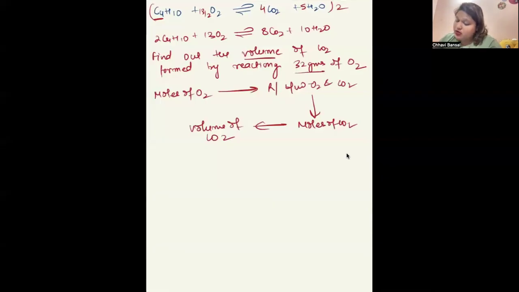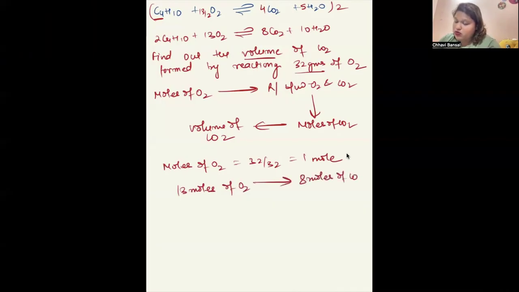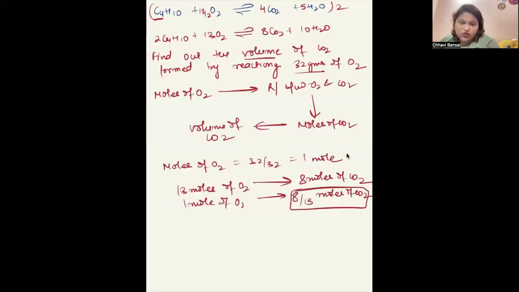Now, what is the grams? 32 grams. So moles of O2 will be 32 divided by 32, which is 1 mole, right? Now, 13 moles of O2 forms 8 moles of CO2, right? Then 1 mole of O2 will form 8 by 13 moles of CO2, right? Now what are we given? We are given 1 mole only. So this is the moles of CO2.